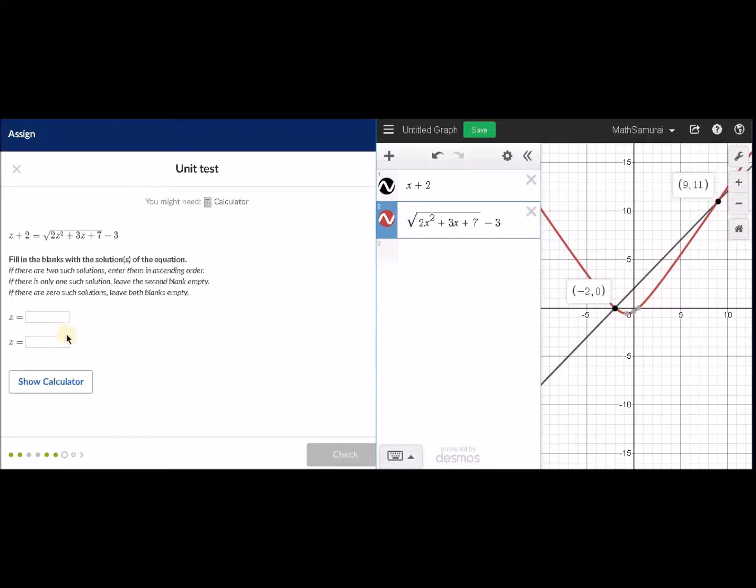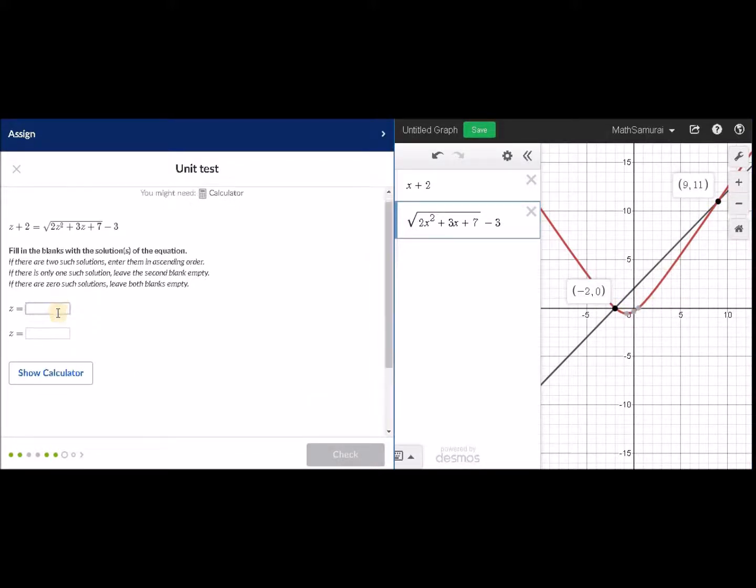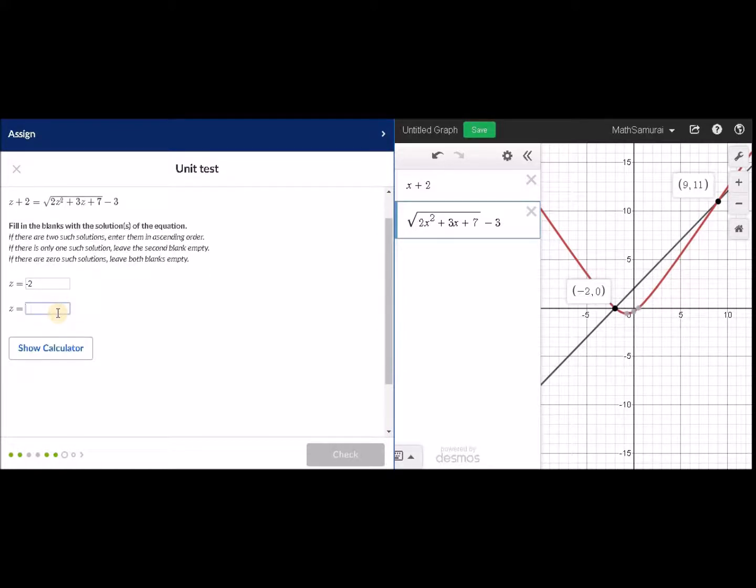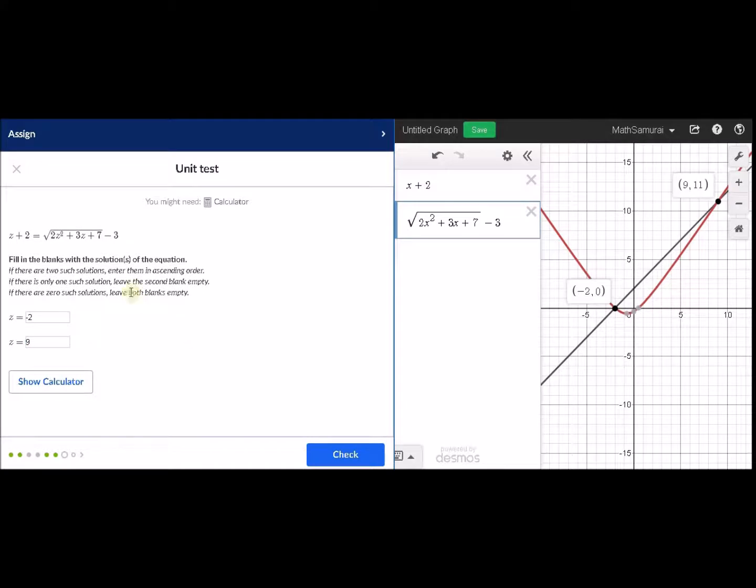So we've got two solutions, it would seem, and they are negative 2 and 9. By the way, be sure you put it in ascending order like they say, because if you don't, and I have, you are marked wrong. This is what's crazy about computer technology, even to this day, is it doesn't always know what you mean. But anyway, so we've got that.